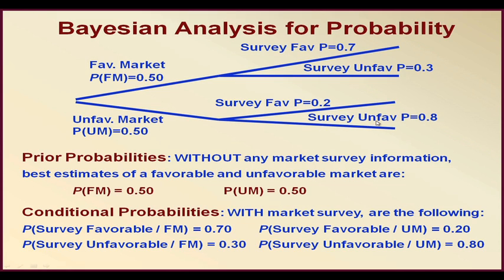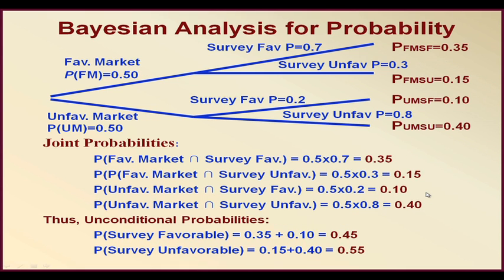And then there are these 4 options: for favorable market, the survey could be favorable or the survey could be unfavorable. Here the survey could be favorable, the survey could be unfavorable. So, these conditional probabilities are written here. This is the Bayesian analysis diagram, and these are the initial probabilities. Let us see how these computations are done. These computations we have already done for a previous problem, but let us repeat them here.